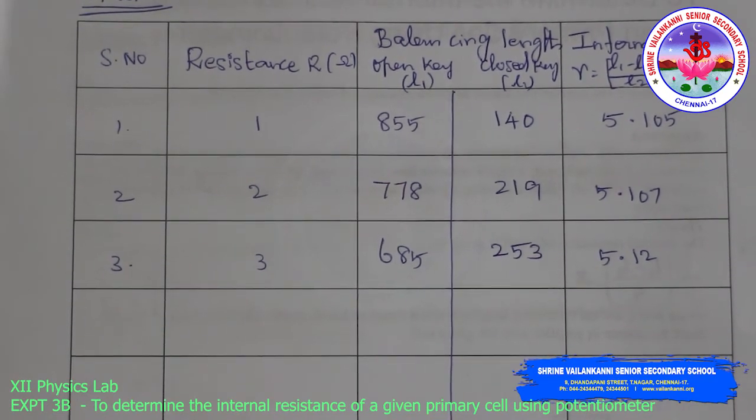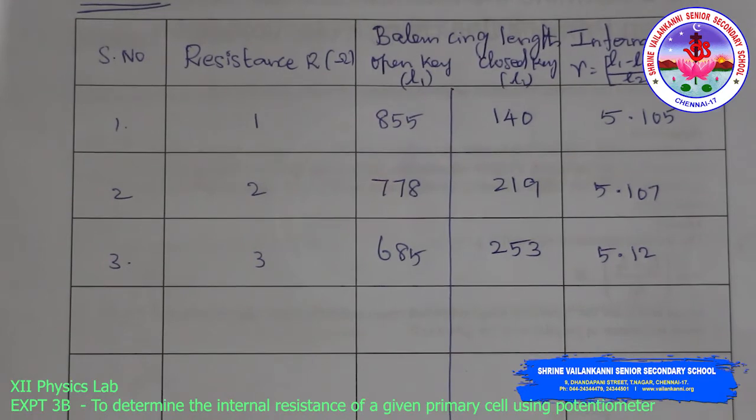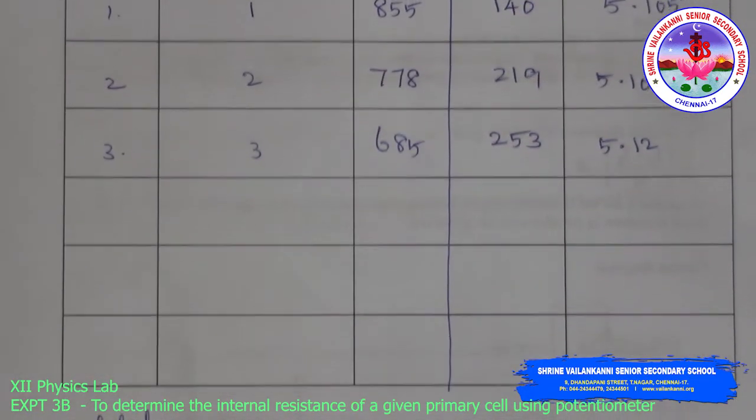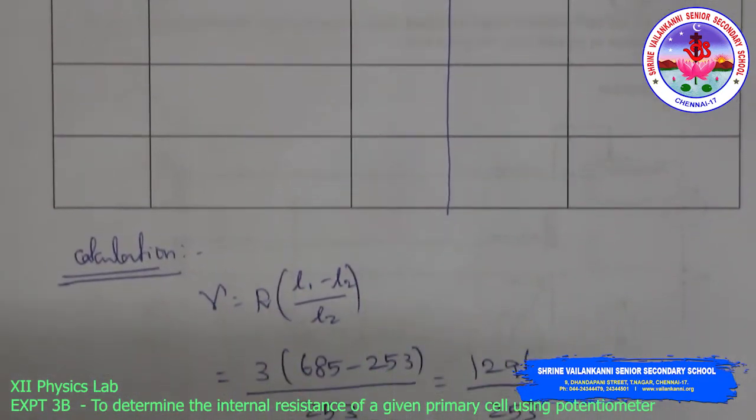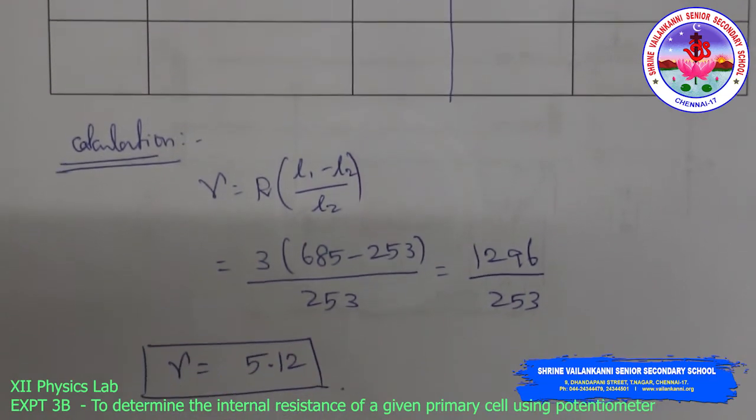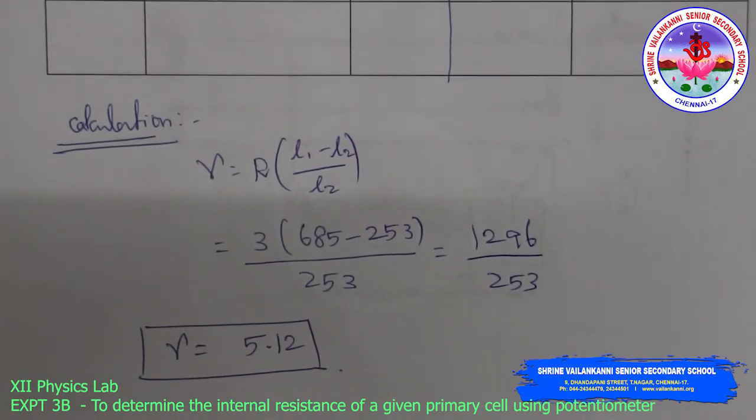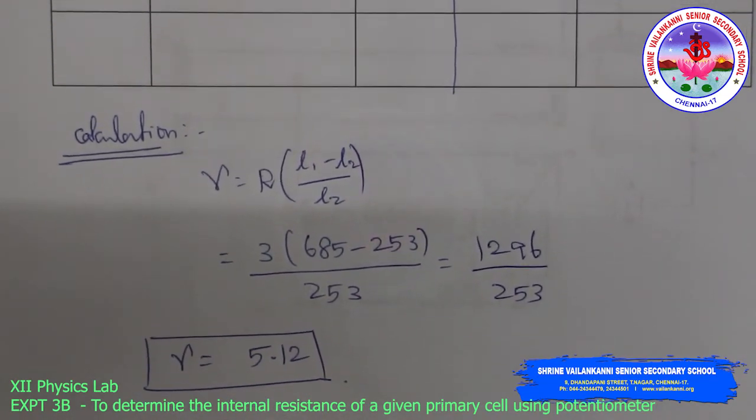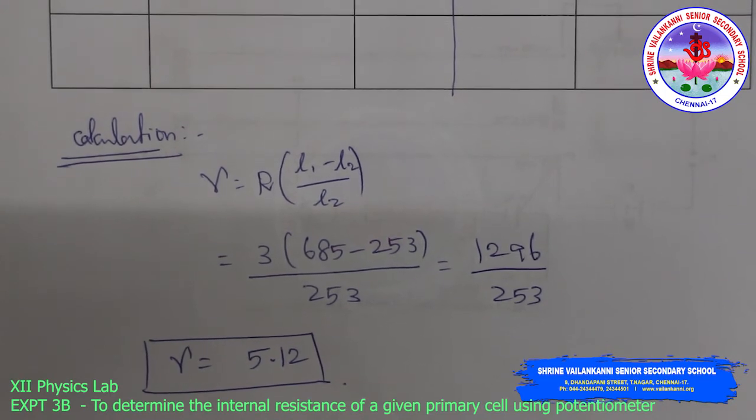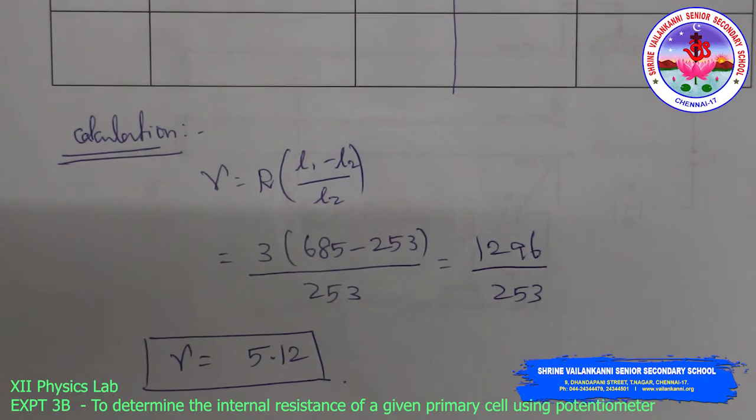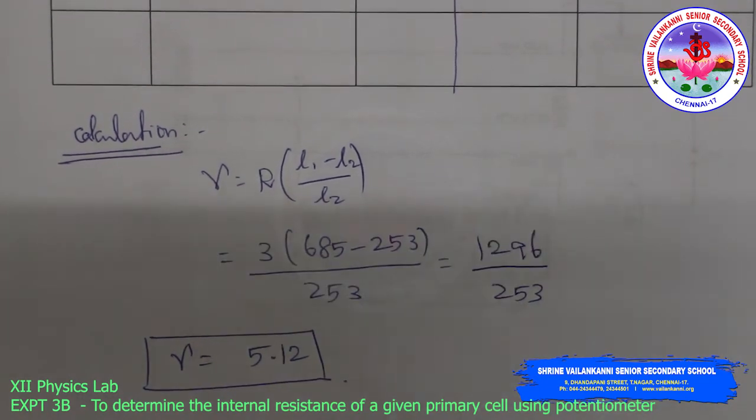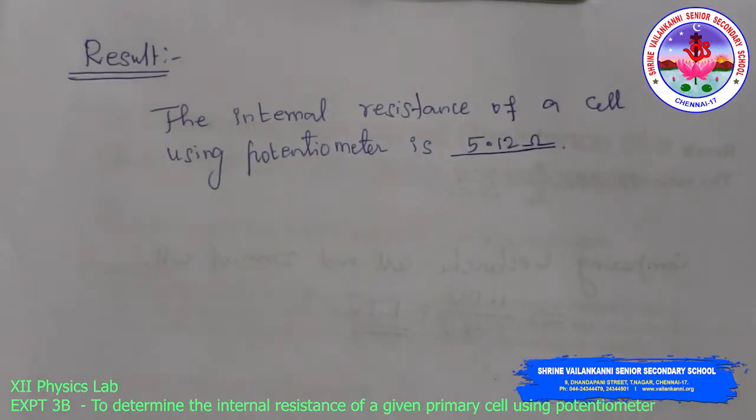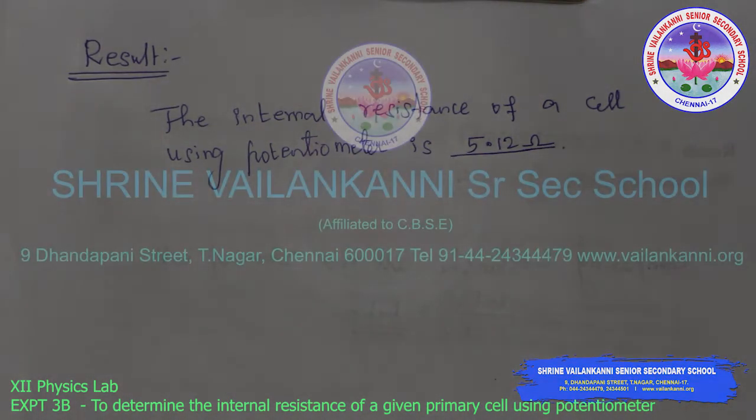For your convenience, we can see the calculation for one observation: r = R (L1 − L2) / L2. By applying all the values and simplifying, we got r = 5.12. Result: the internal resistance of a cell using potentiometer is 5.12 ohm.